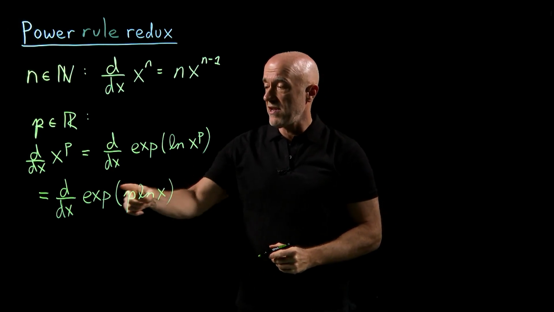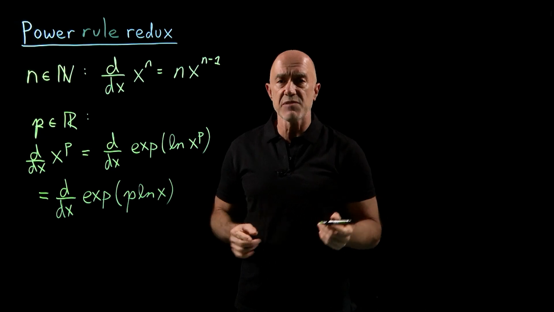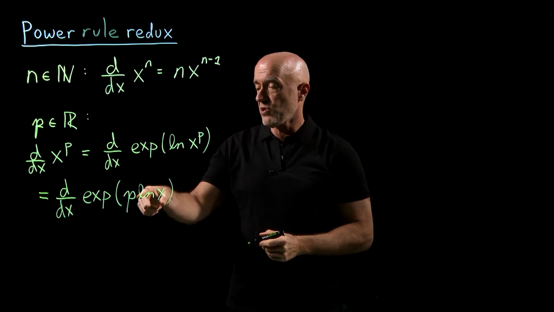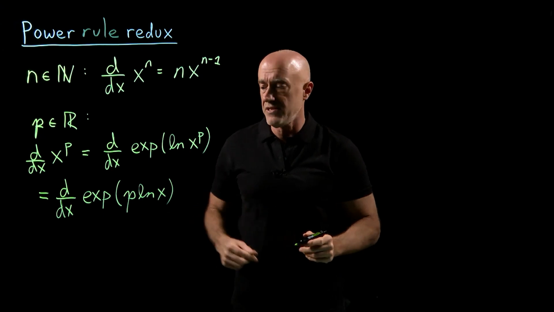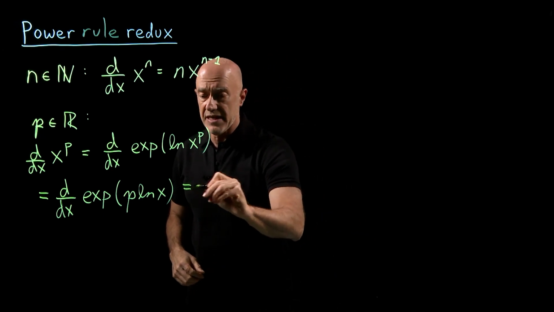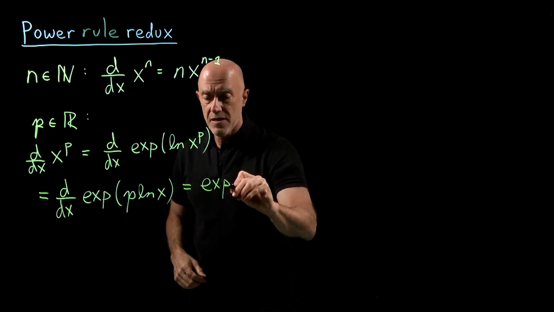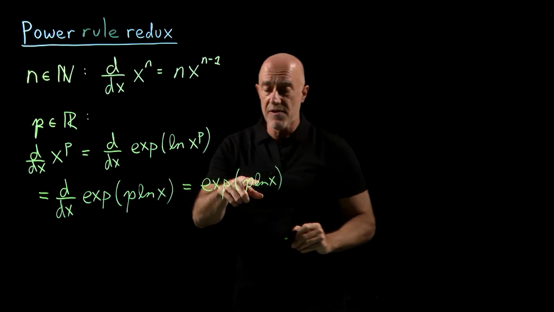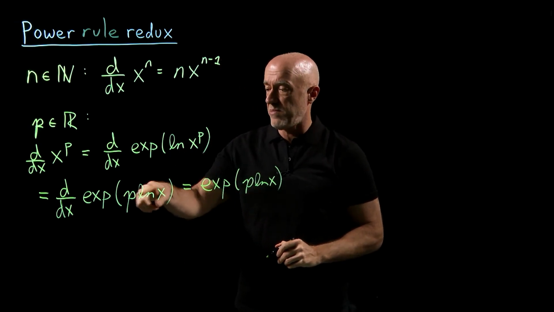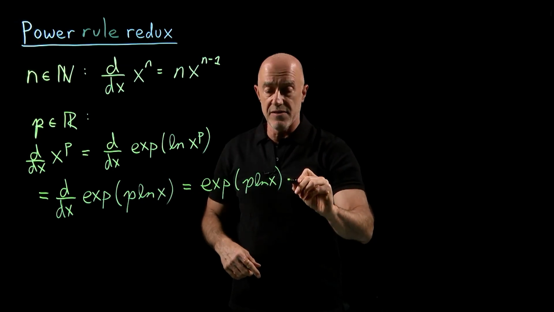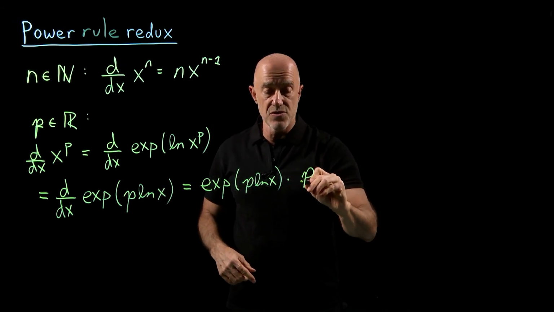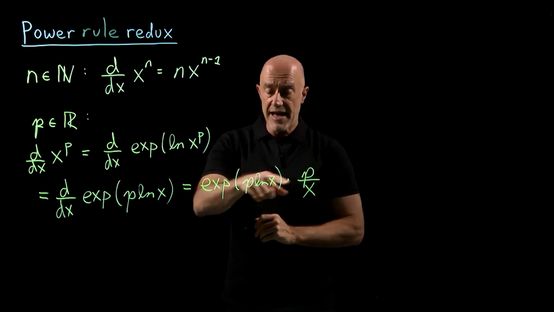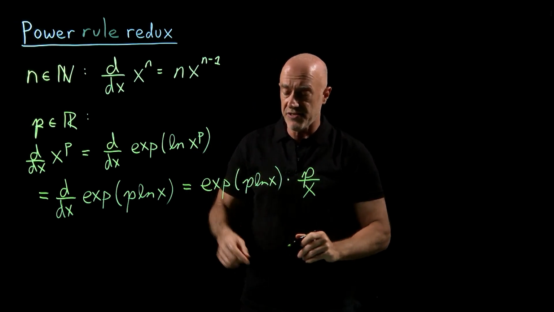We can go ahead now and differentiate. We know the derivative of the exponential function is the exponential function, and then we can use the chain rule to multiply by the derivative of the inside. So this becomes the exponential function of p log x times the derivative of the inside. The derivative of p log x is p divided by x, because the derivative of log x is 1 over x. This exponential function then is just x to the p.